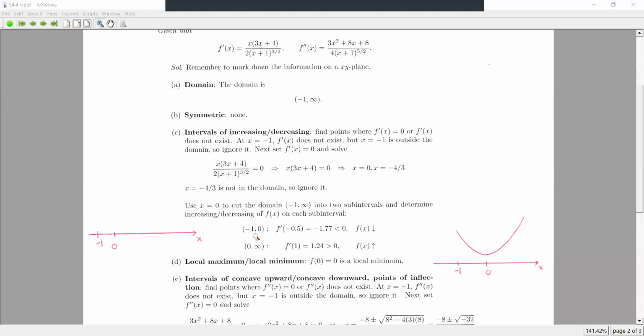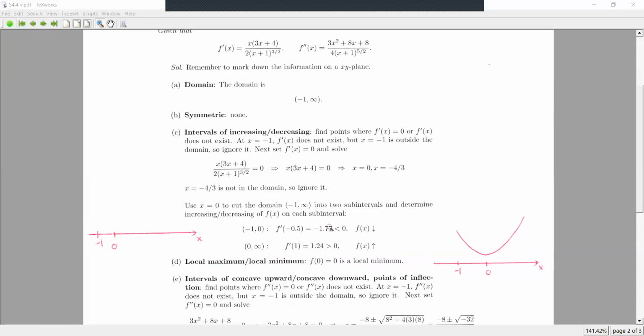That is, over this interval, the derivative is less than 0. So the function f is decreasing. The graph is decreasing. On this interval, I arbitrarily pick a point, say 1. Plug in 1 in x here. Then I get this number, positive. On this interval, the derivative is positive. Therefore, the graph of f is increasing. This is step 3. Now, step 4.